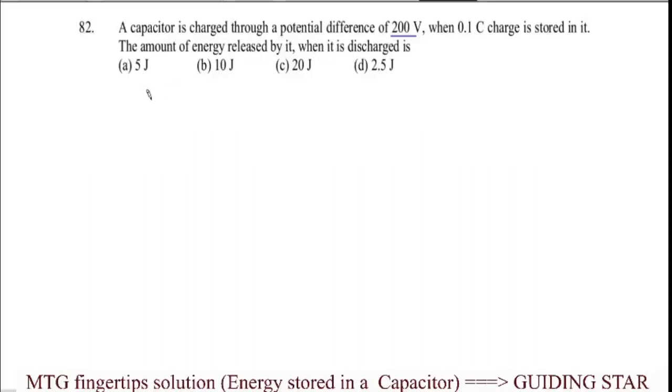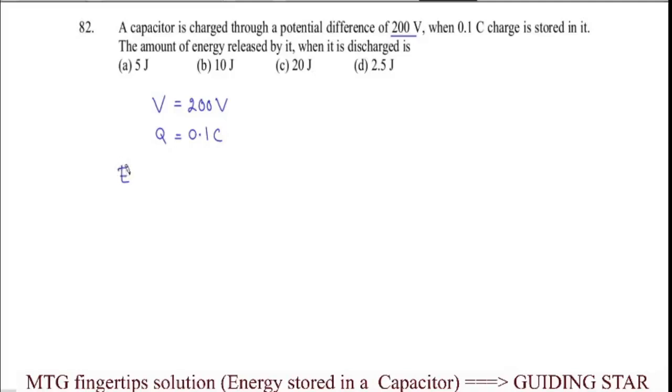So here in this particular case, the potential difference given is 200 volt across the plates of the capacitor, and the charge given is simply 0.1 coulomb. This is the charge which is stored during charging of the capacitor. So what is being asked? The amount of energy released when it is discharged. So what is the energy stored during charging?